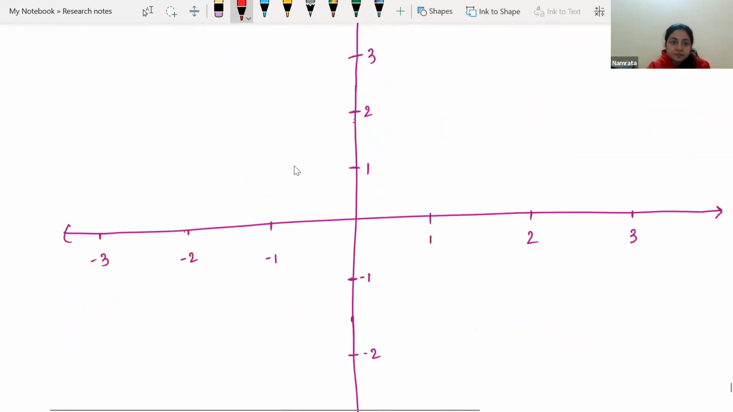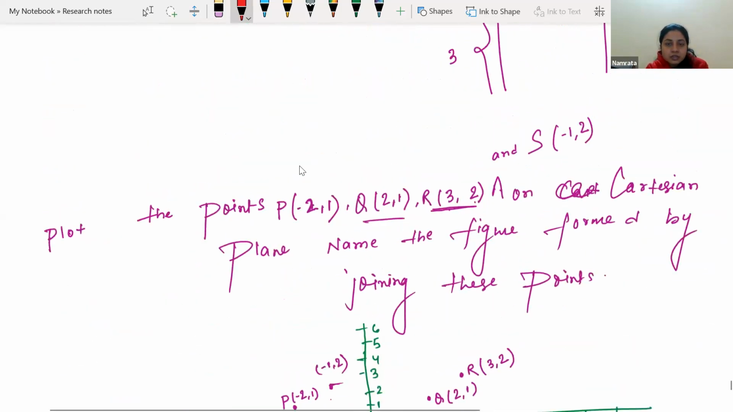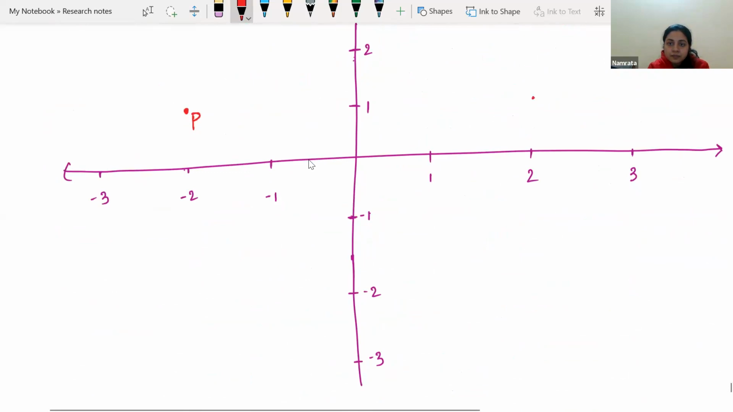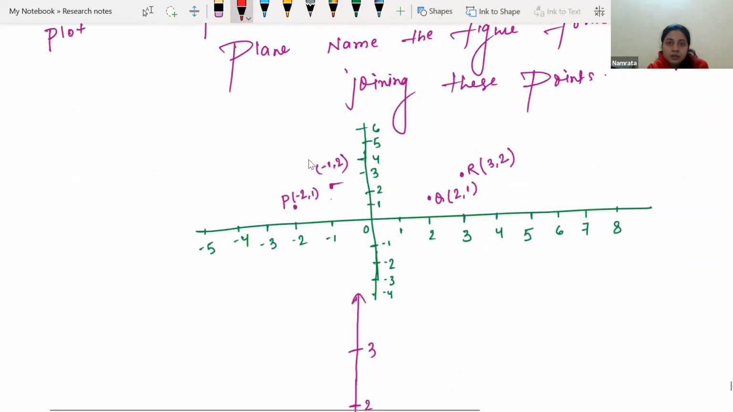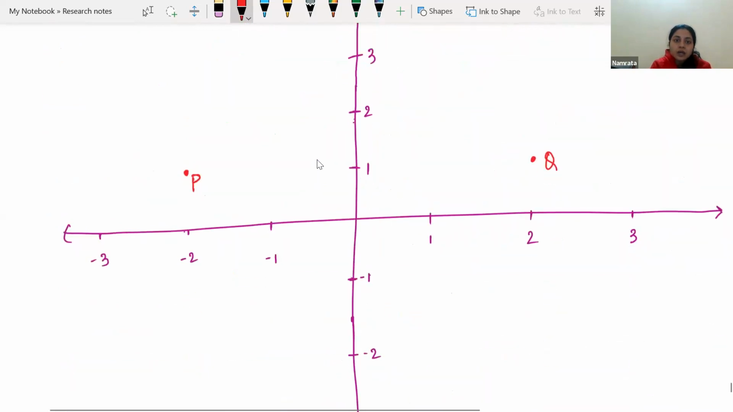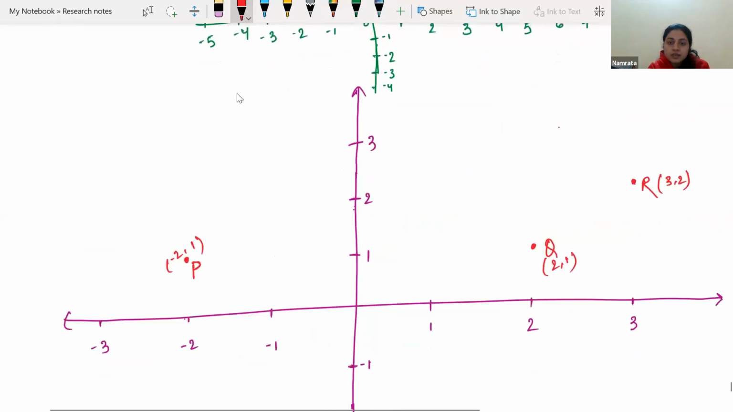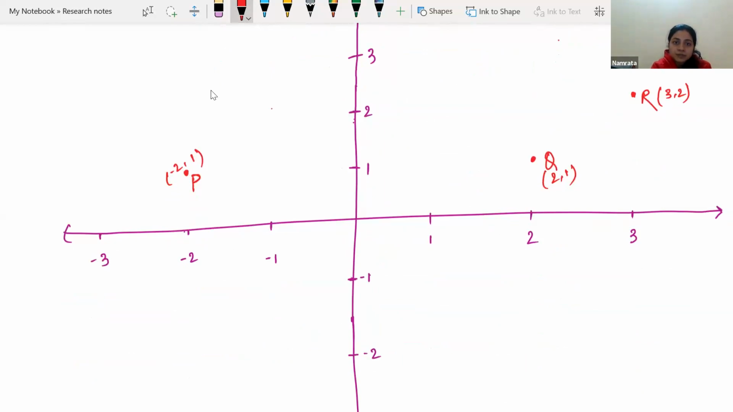P is minus 2 comma 1. This is P. Q is 2 comma 1. This is Q. Now R is 3 comma 2. X is 3, Y is 2. This is R. Okay, 3 comma 2. 2 comma 1. Minus 2 comma 1. And S is minus 1 comma 2. This is S.